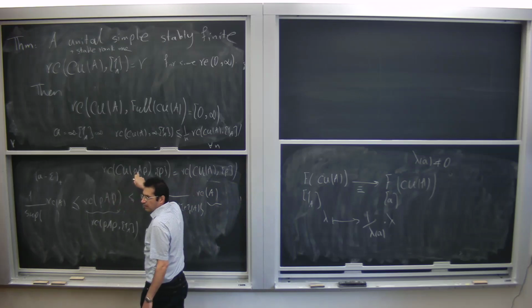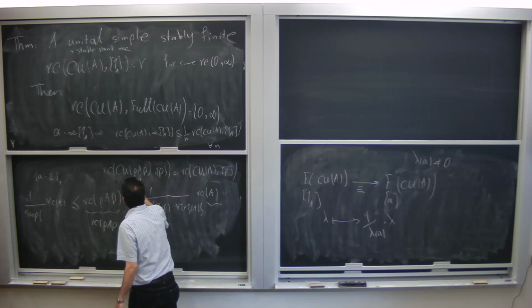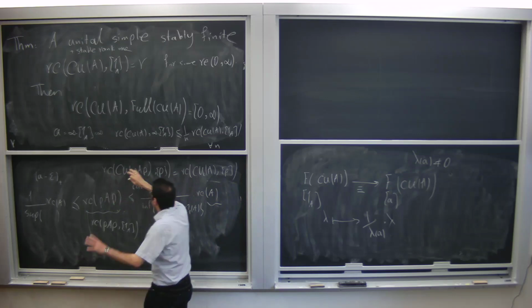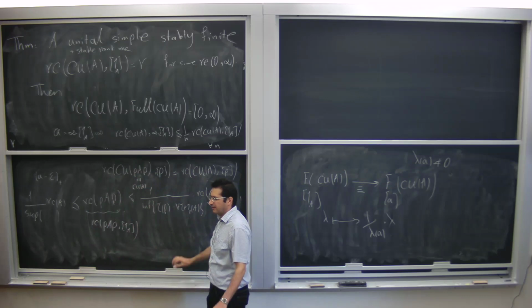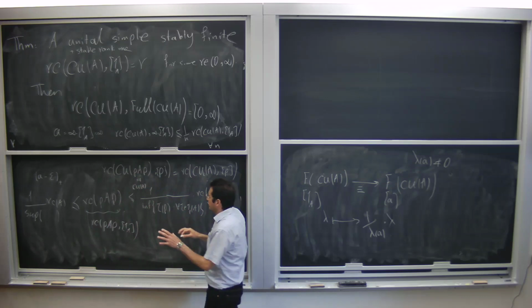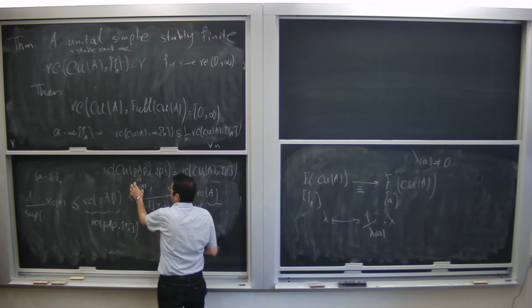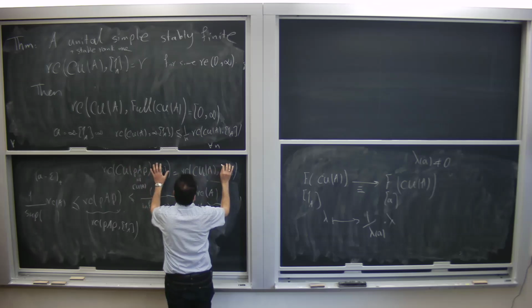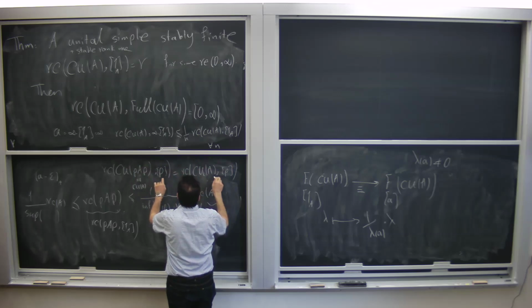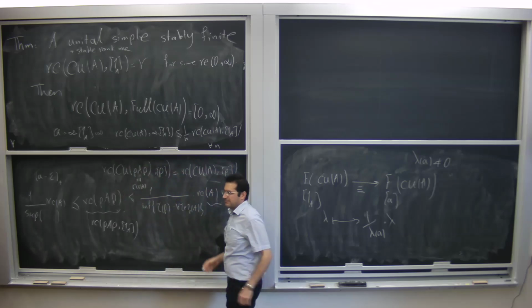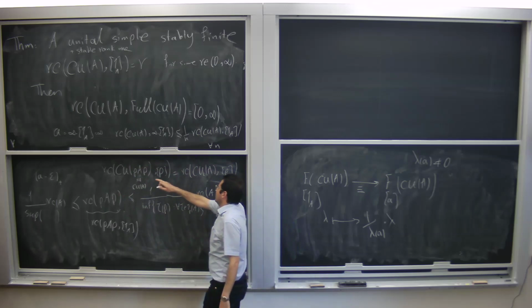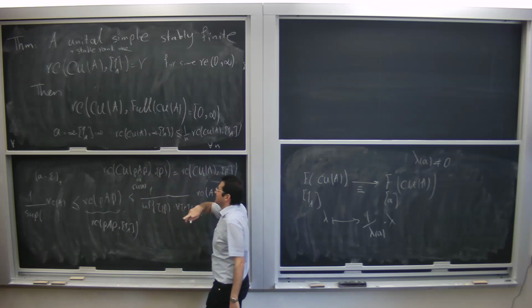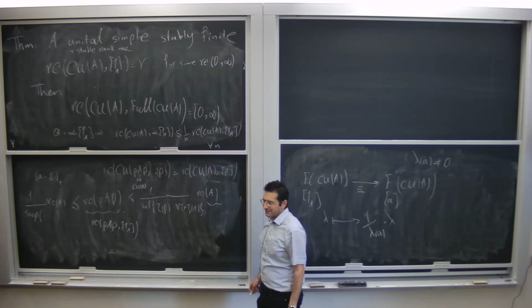If you have a full projection, this is always isomorphic to CU of A, regardless of any radius of comparison or anything. So if you have a full corner, then CU of full corner is isomorphic to this. So therefore, I'm just saying that this is isomorphic to this. So the relative radius of comparison with a fixed projection is the same. To be honest, I don't think that it's related to radius of comparison. It's related to the Cuntz semigroup, I would say.